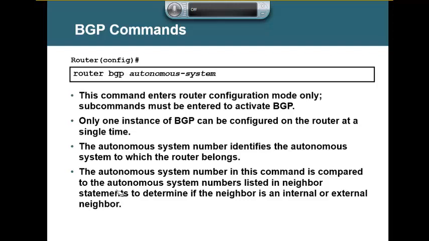Simple. Third point. The autonomous system number identifies the autonomous system to which the router belongs. We already saw this. And fourth point, the autonomous system number in this command is compared with the autonomous system number listed in the neighbor statement to determine if the neighbor is an internal or external neighbor, IBGP or EBGP. This is the first thing I explained today. Yep. Any question on this page?